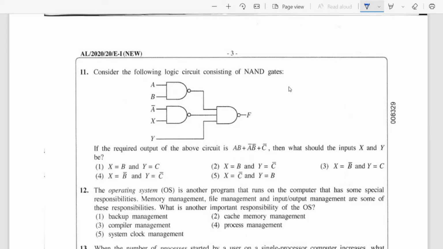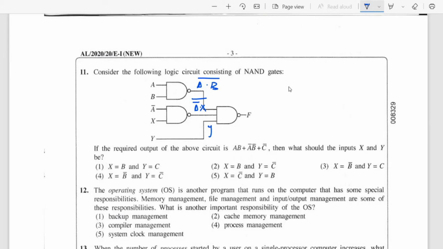First, we have to take the original output from this circuit. The output of the first NAND gate is A dot B whole bar. The output of the second NAND gate is A bar dot X whole bar. And the final input is Y.